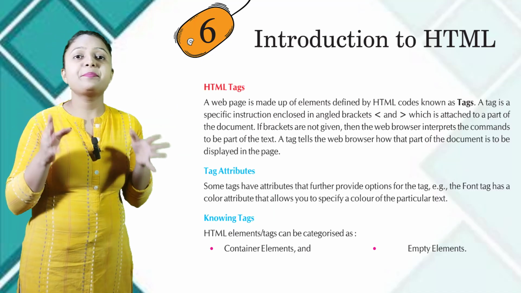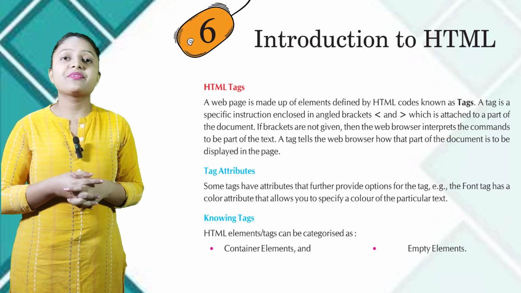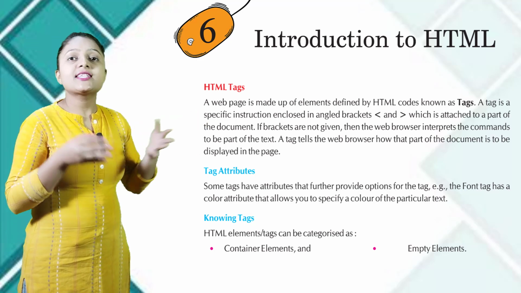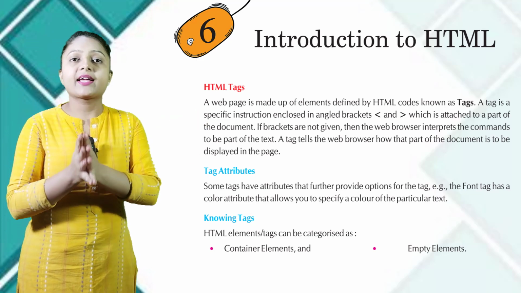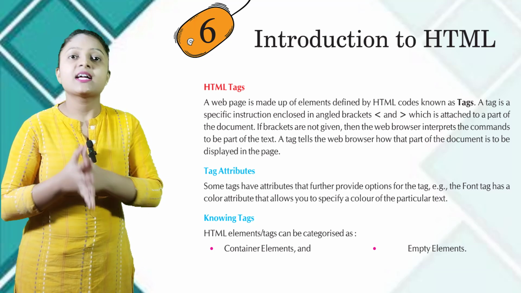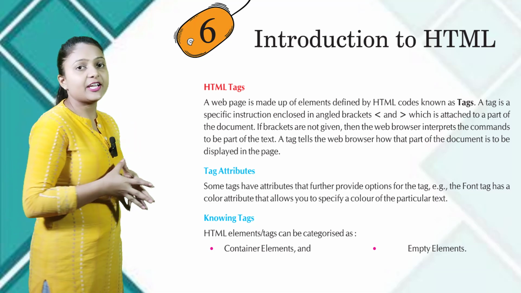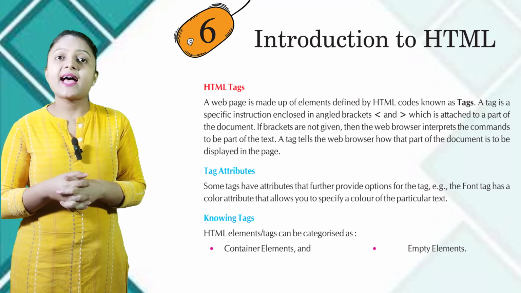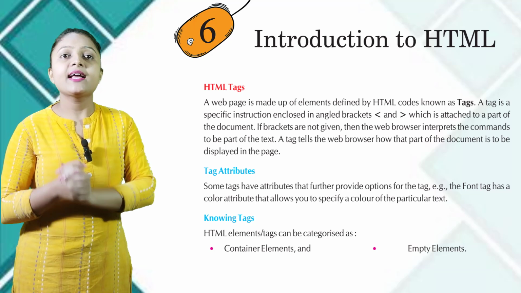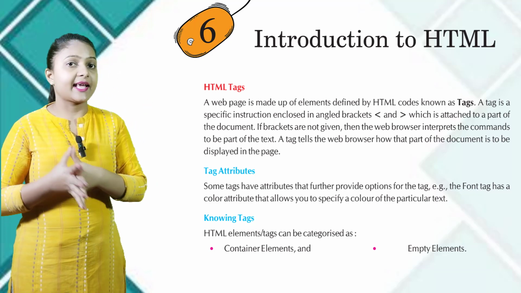HTML tags. A web page is made up of elements defined by HTML codes known as tags. A tag is a specific instruction enclosed in angled brackets, which is attached to a part of the document. If brackets are not given, then the web browser interprets the command to be part of the text. A tag tells the web browser how that part of the document is to be displayed on the page. Tag attributes. Some tags have attributes that further provide options for the tag. For example, the font tag has a color attribute that allows you to specify a color for the particular text.